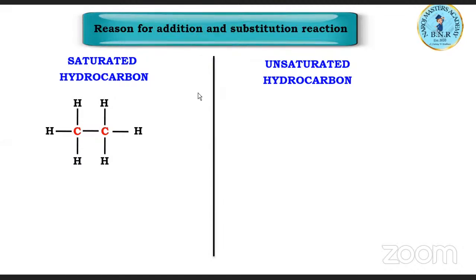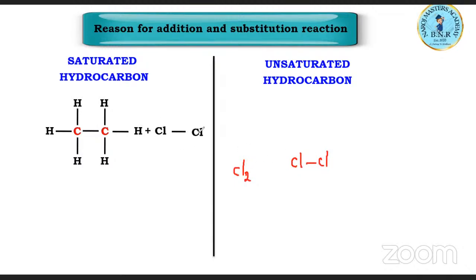Now look here, saturated hydrocarbons. What is the name of this structure? Ethane. Why do we call it ethane? How many carbons are there? Two carbons, so ethane, and all single bonds are there. Now, if you react with chlorine gas, how many chlorines will be present? Chlorine gas means two chlorines, so we write it as chlorine bond chlorine.